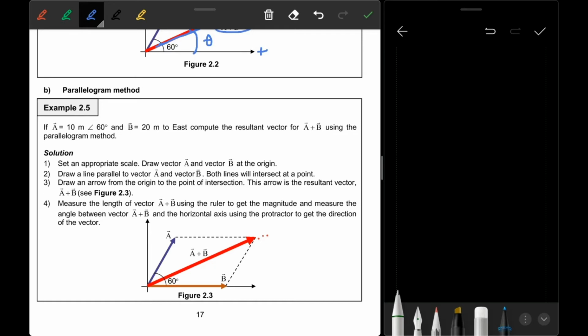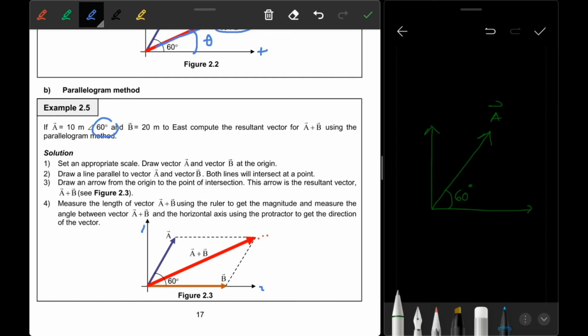Just like before, you make a y-axis and also the x-axis. Then you start to put vector A in its position according to the direction given to you. Vector A is 10 meter in magnitude with an angle of 60 degrees. So 60 degrees is here. Start from here. This is vector A with the magnitude of 10 and an angle of 60 degrees.